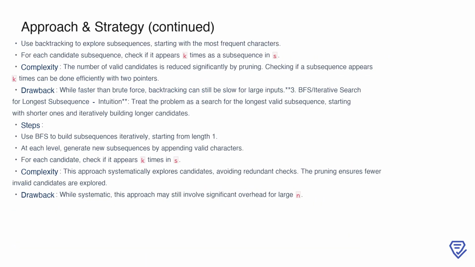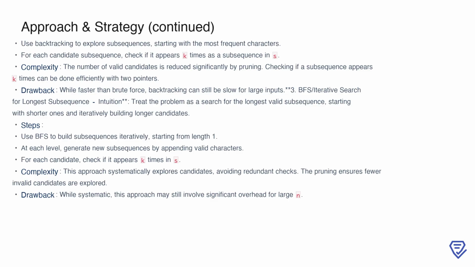In the backtracking approach, we further optimize by exploring subsequences starting with the most frequent characters. Using a frequency map, we restrict our search to only those characters that appear at least k times, as others cannot contribute to a valid solution. For each candidate subsequence, we check if it appears k times in s using an efficient method, such as the two-pointer technique. This reduces the time spent on invalid candidates. Although faster than brute force, backtracking can still face challenges with large inputs.